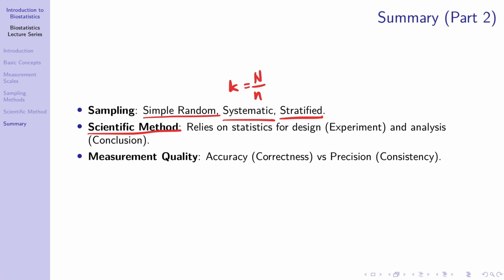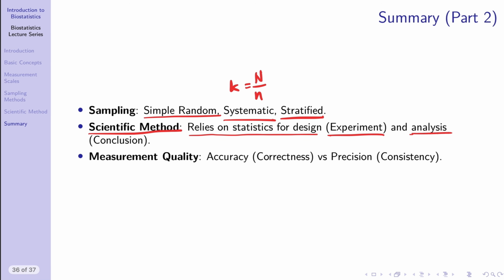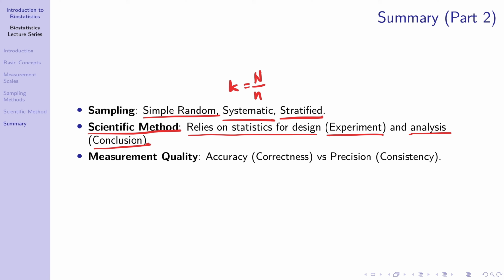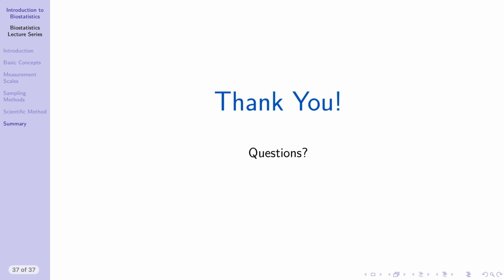Then we discussed the scientific method. We stated that for statistics this relies on design, which is the experimental stage, and on analysis to conclude the study. And then we talked about measurement quality, accuracy and precision. Accuracy represents correctness, which is how close you are to the true value, while precision refers to the consistency, or how close you are to each other.